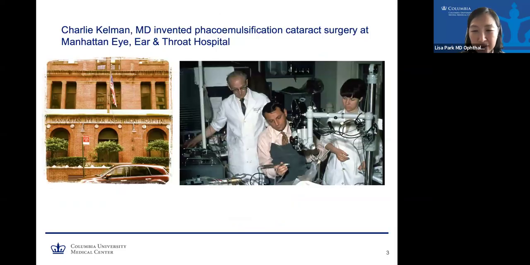I just want to talk about the history of phacoemulsification because it did also originate here in New York, although it did not originate at Columbia University. This is the hospital where phacoemulsification was first invented, and where I originally trained. This is the Manhattan Eye, Ear, and Throat Hospital, and the photo on the right is Dr. Charlie Kelman, the man who invented phacoemulsification and changed dramatically the way we approach eye surgery. This happened in the late 1960s.